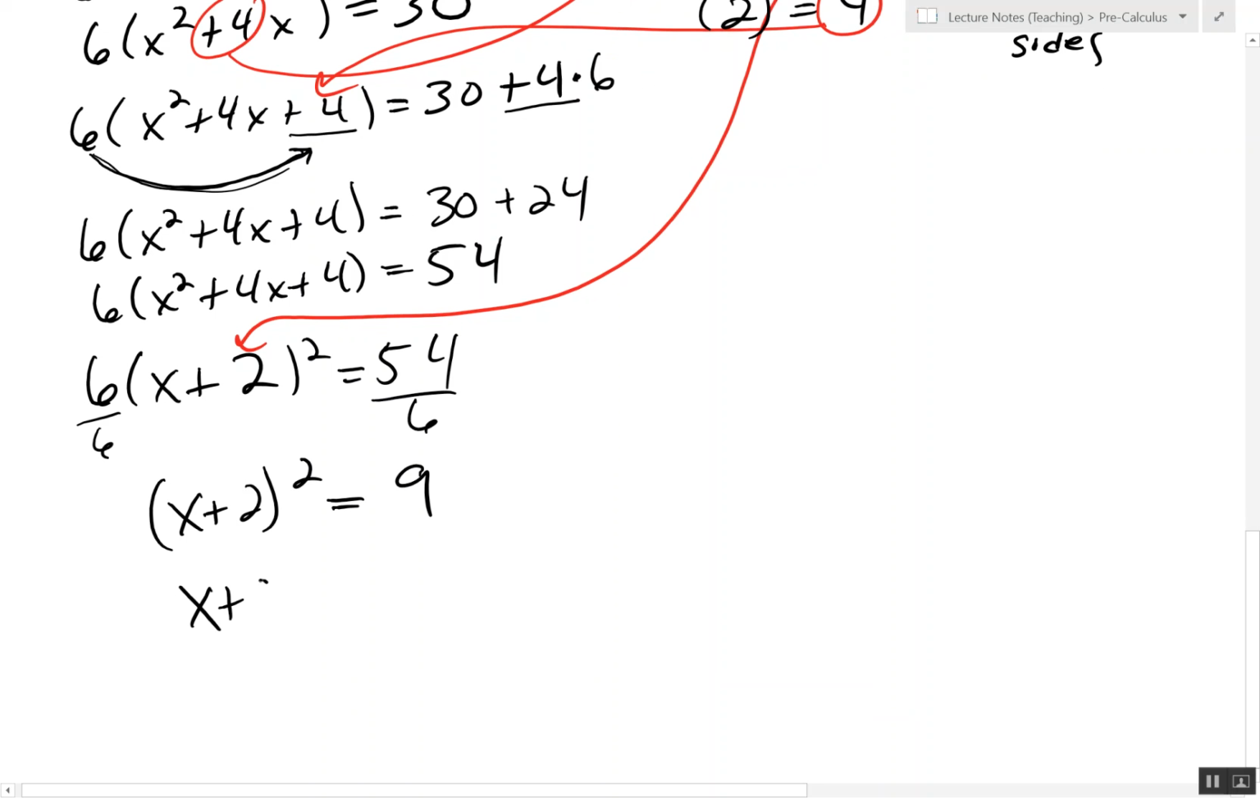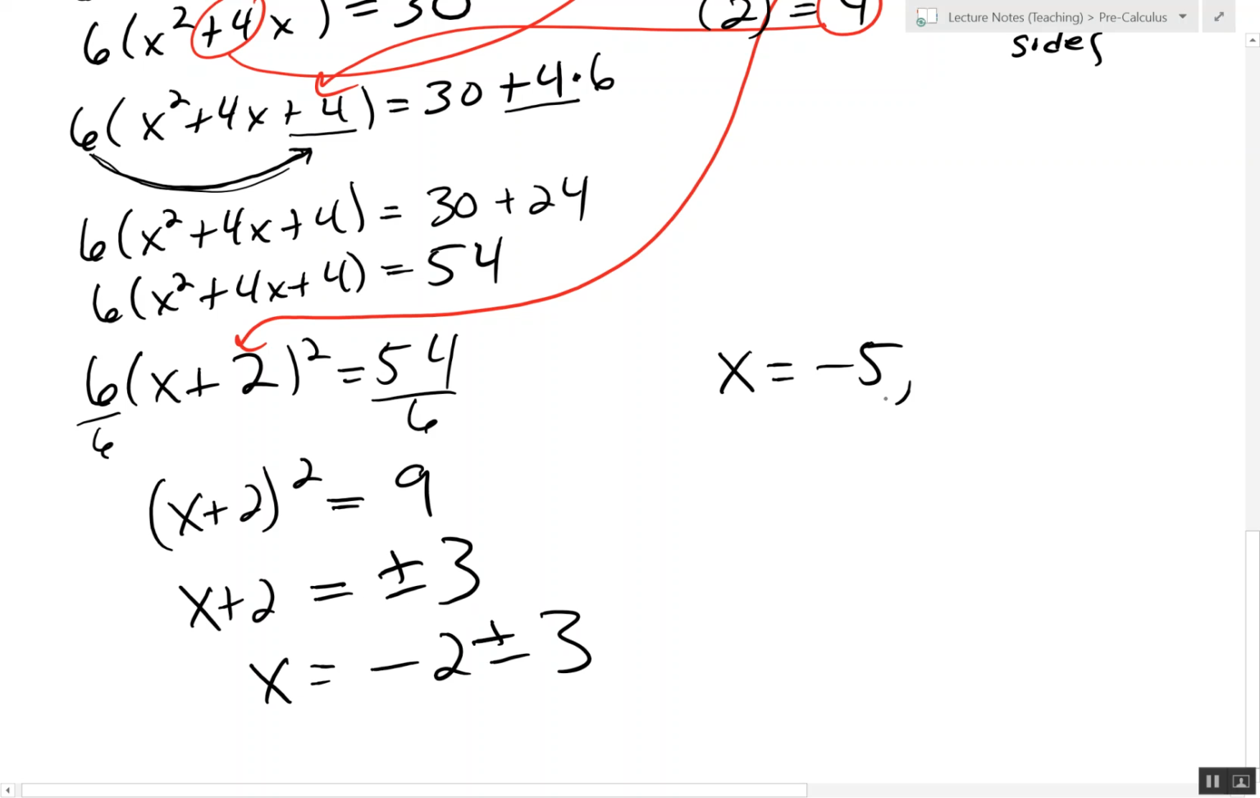So we'll get x plus 2 equals plus or minus 3. So x should equal negative 2 plus or minus 3. So we should get that x equals negative 5, or x should equal positive 1.